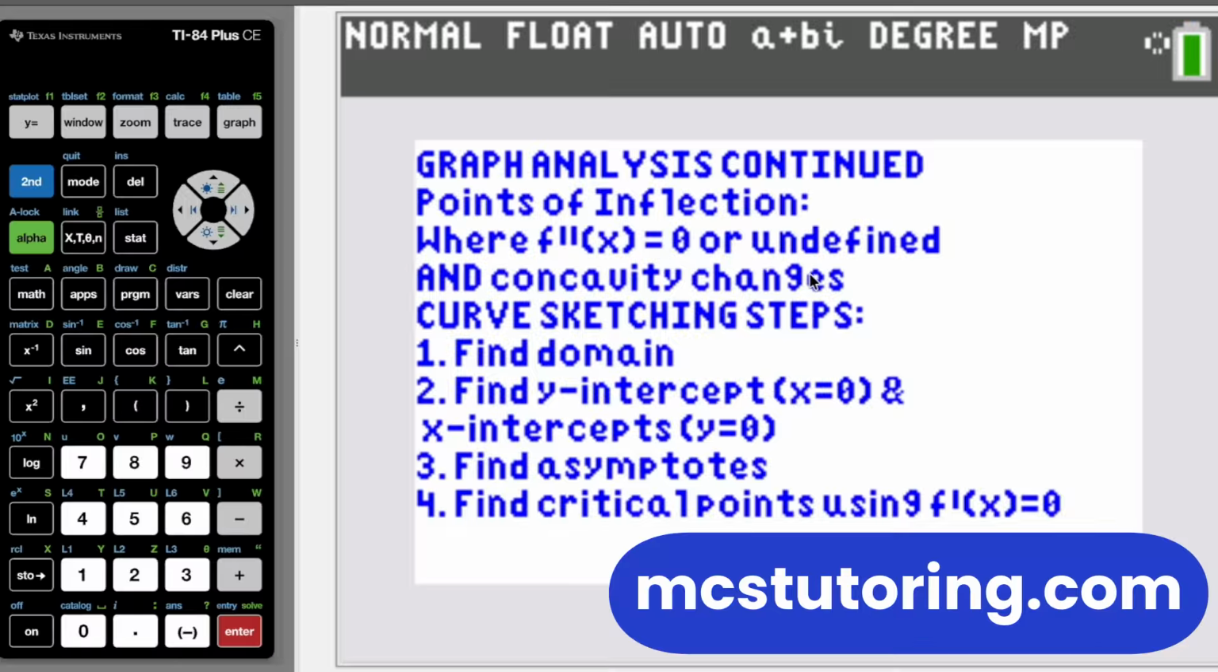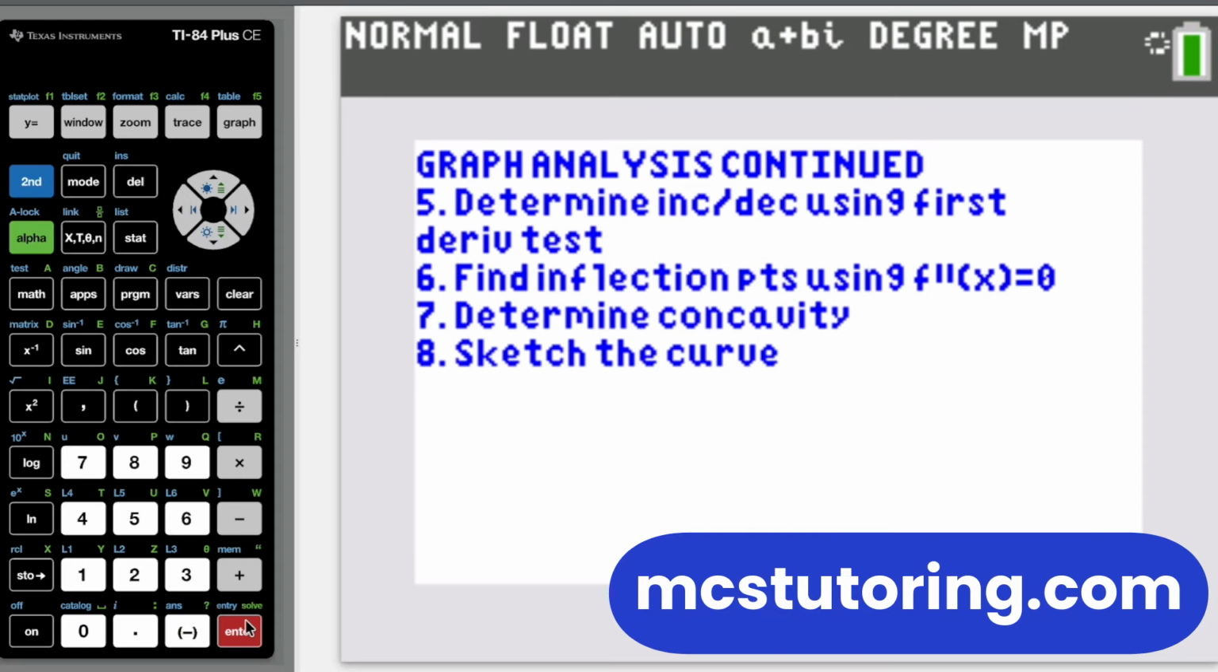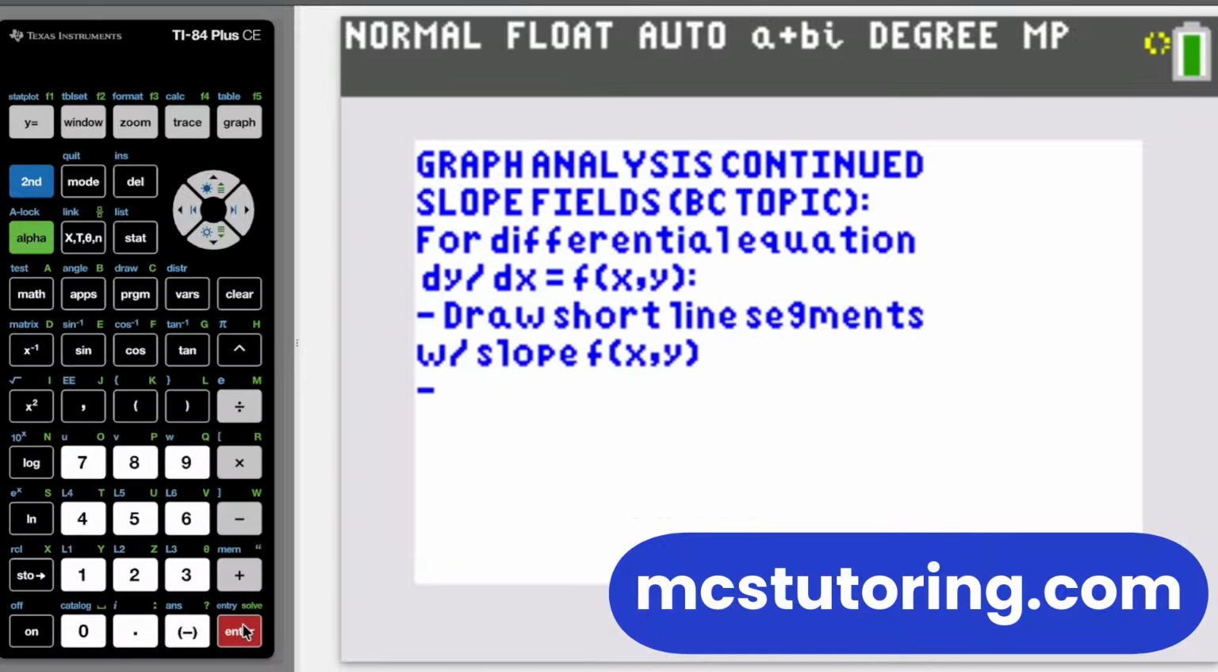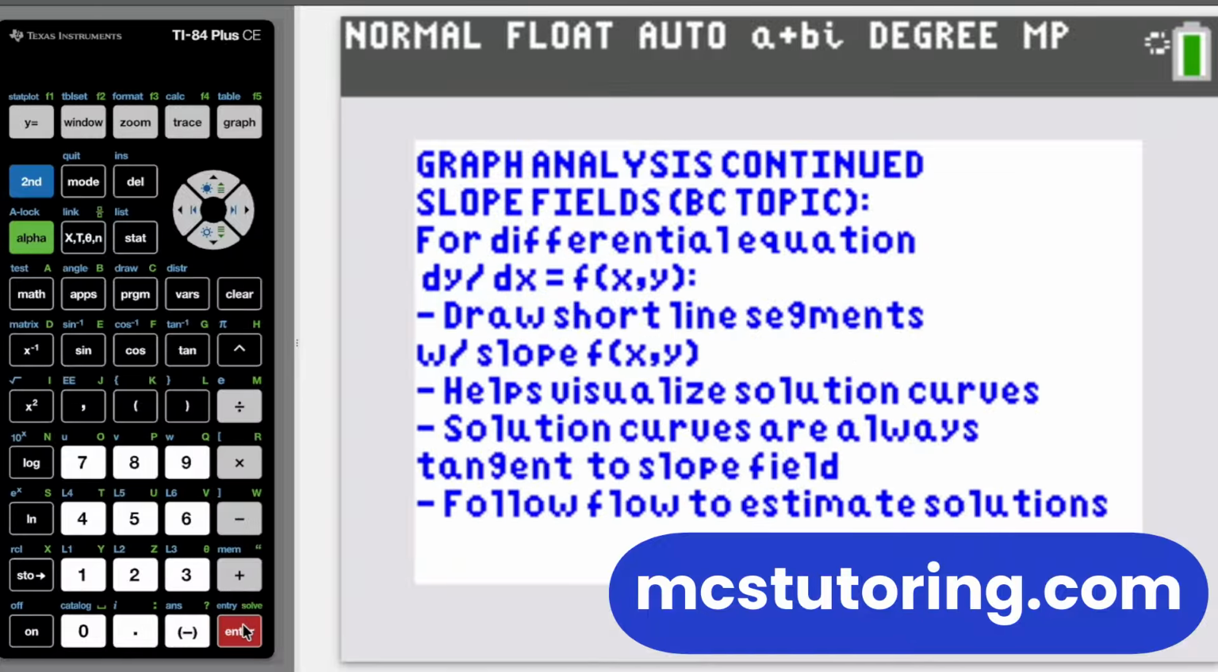And concavity changes. Curve sketching steps: find domain, find y-intercept where x equals 0 and x-intercept where y equals 0, find asymptotes, find critical points using f'(x) equals 0. And then determine increasing and decreasing using first derivative test. Then find inflection points using f''(x) equals 0. Determine concavity, and then sketch the curve. Oh my goodness. There's more?